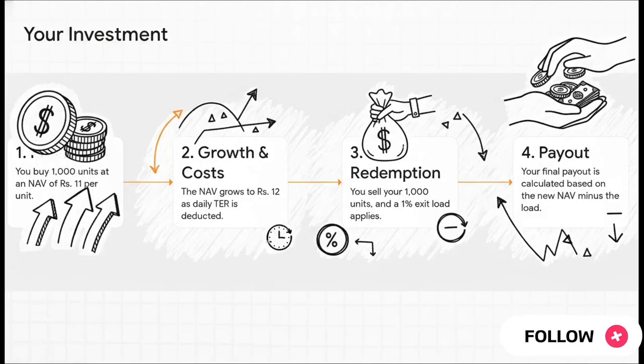So it all starts with your purchase, right? You put your money in and you get a certain number of units. Then time goes by. The fund grows, which is great. But remember, every single day, that little TER is being nibbled away, slightly reducing the NAV. And then, finally, when you decide to sell, that's when any exit load gets subtracted from your total.